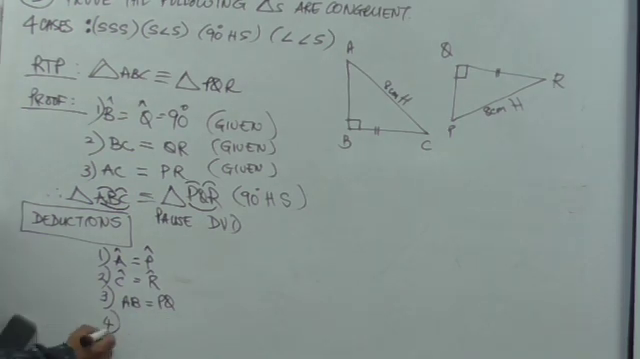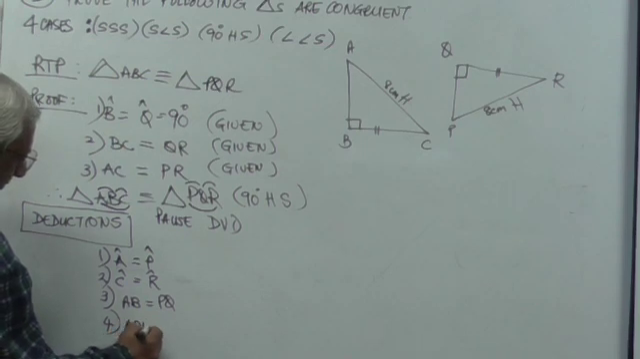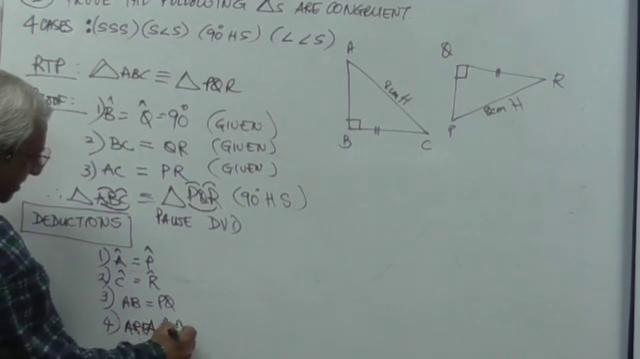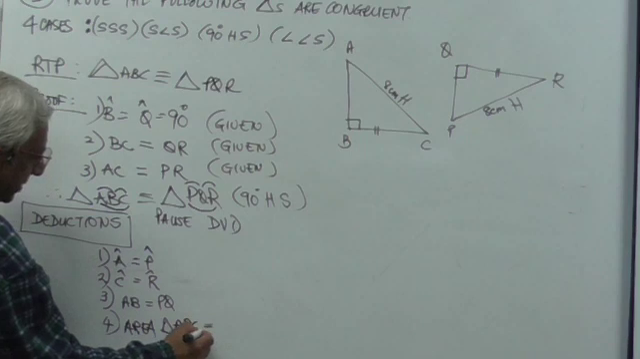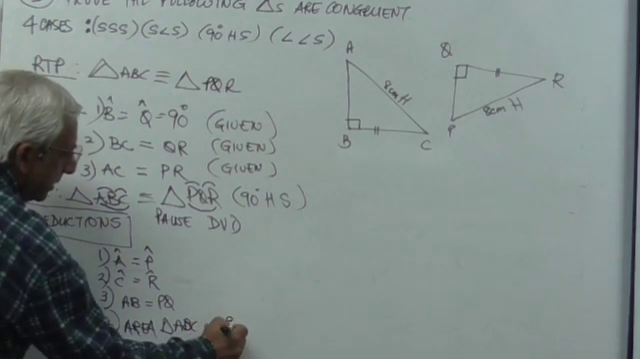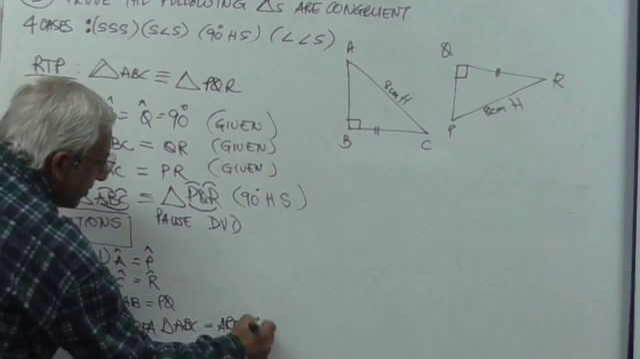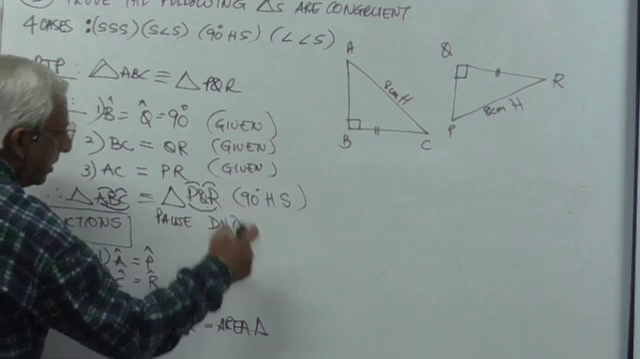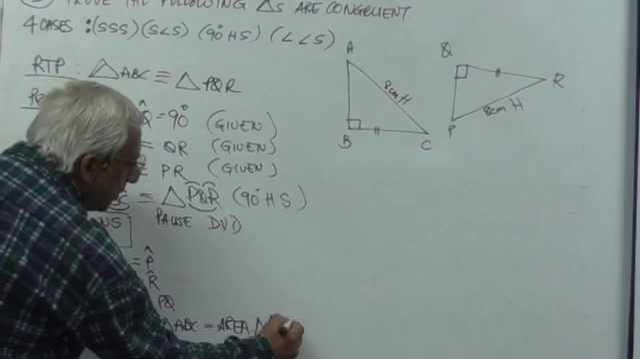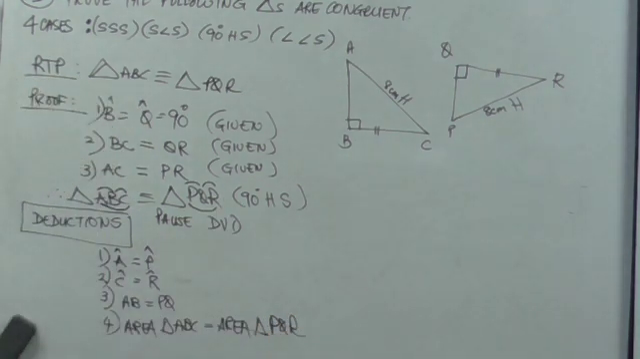So, what's left? Area of triangle ABC is equal to area of triangle PQR. Alright, so that finishes our third case, and from here we will move on to our fourth case.